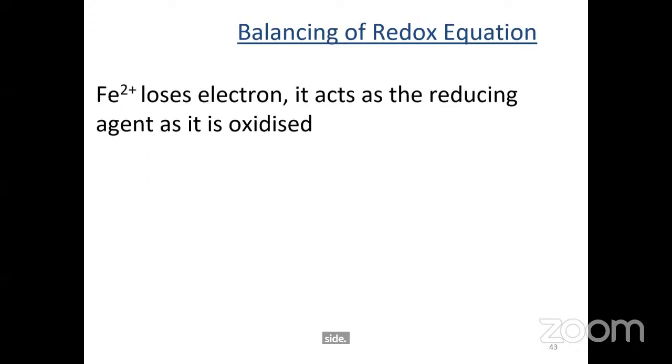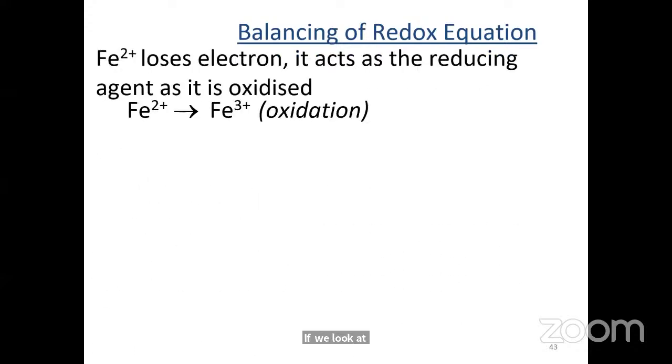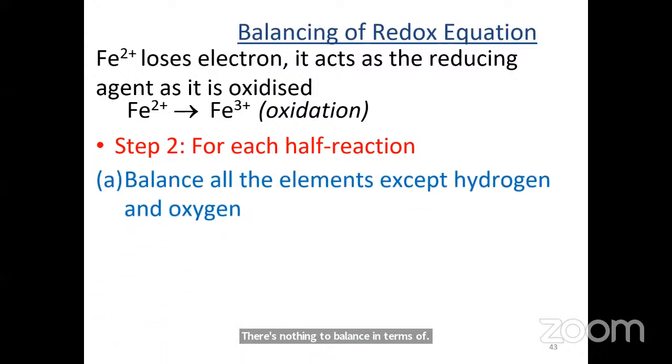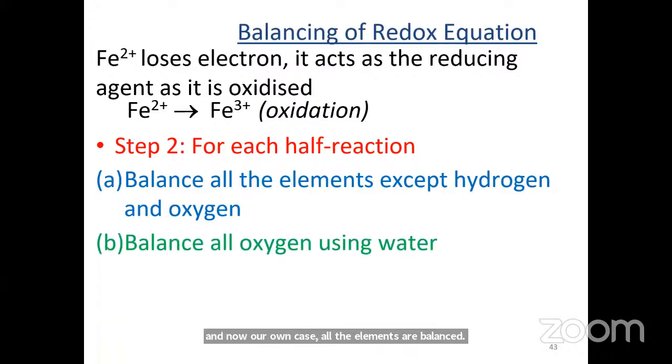If we look at the oxidation half, we have 1 mole of Fe2 plus on the left-hand side, and we have 1 mole of Fe3 plus on the right-hand side. There is nothing to balance in terms of elements. So we have fulfilled that condition. Balance all the elements except hydrogen and oxygen. In our own case, all the elements are balanced. The next step, balance all oxygen using water. For each oxygen, add 1 mole of water.